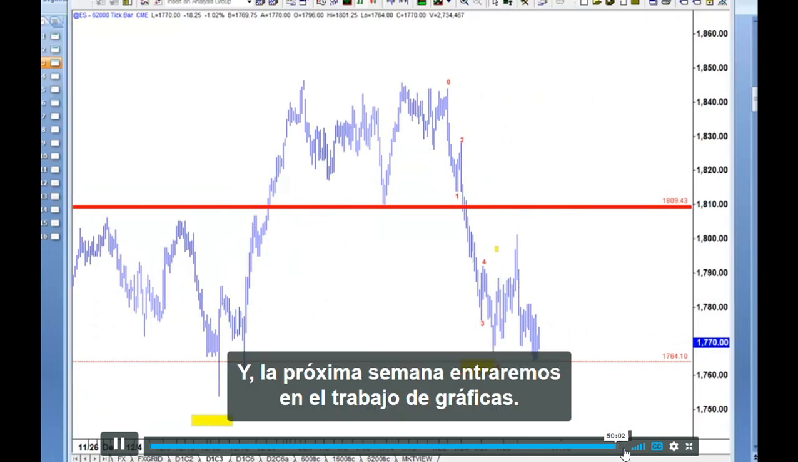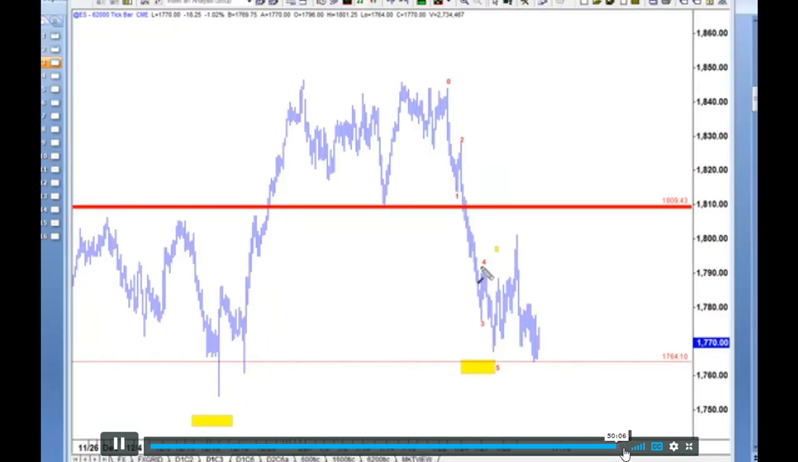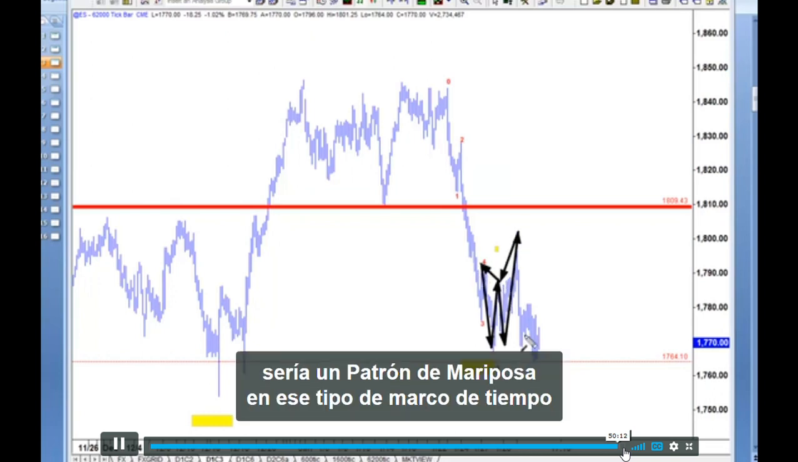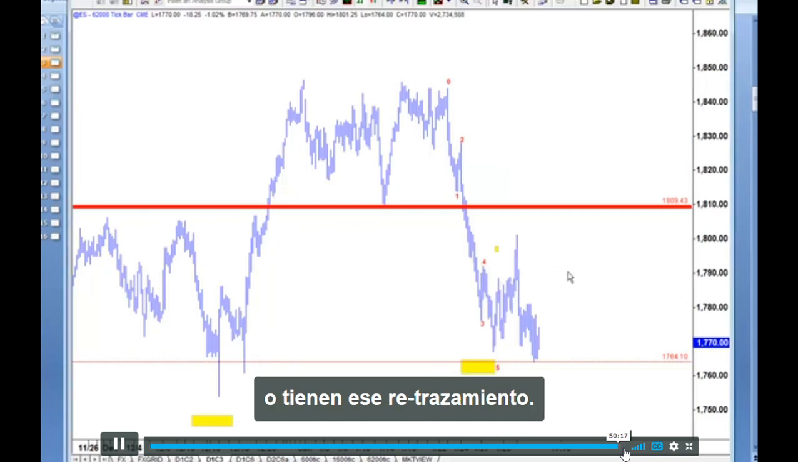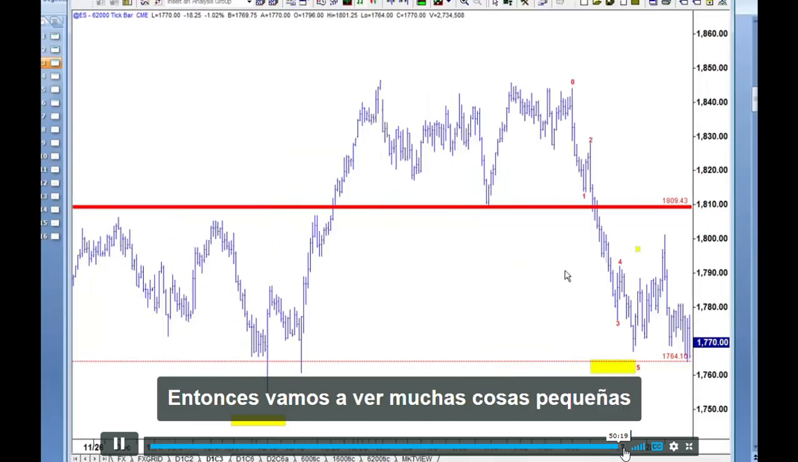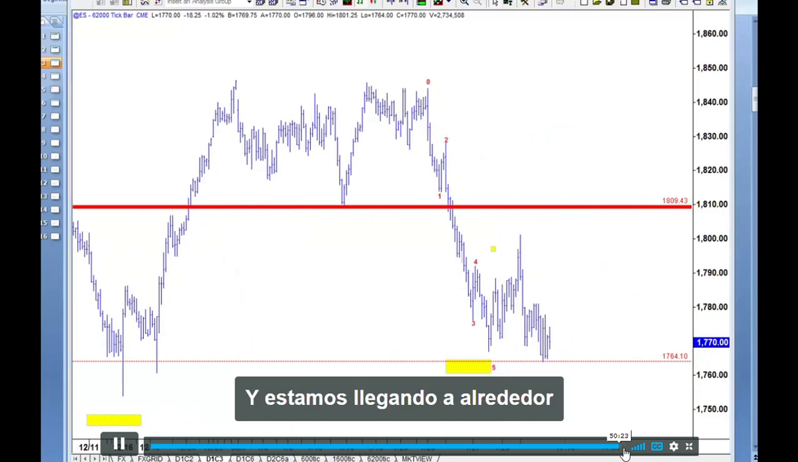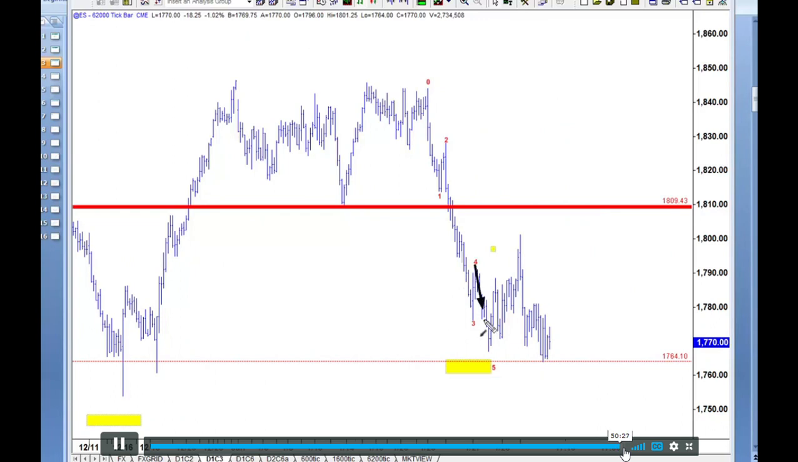And then next week we'll get into some serious chart work. If we look at it something like this, it would be a butterfly pattern on that type of time frame where you have that retracement. So lots of little things we're going to look at, and it just takes time to go through this, as you can see. We're coming into about almost an hour worth of charting today, so not bad.